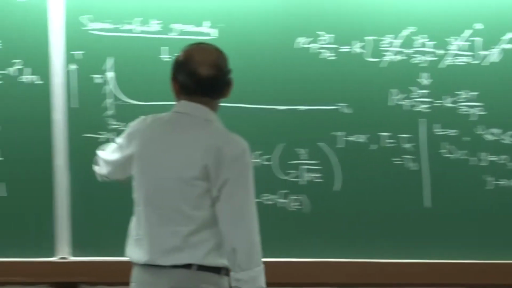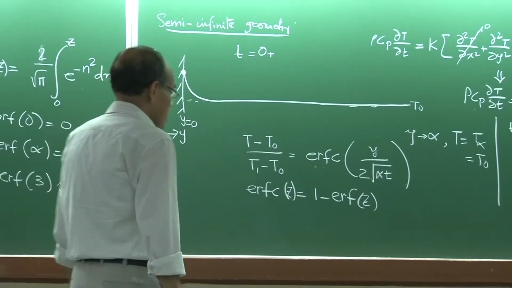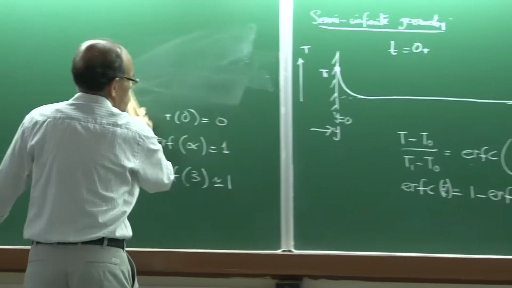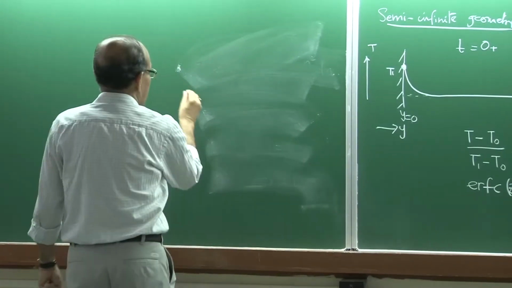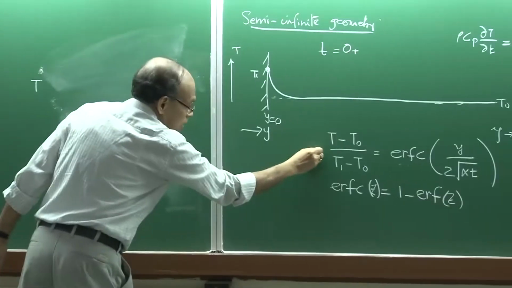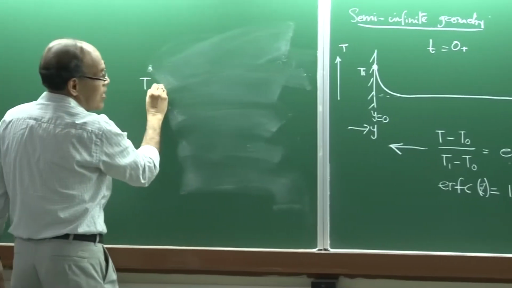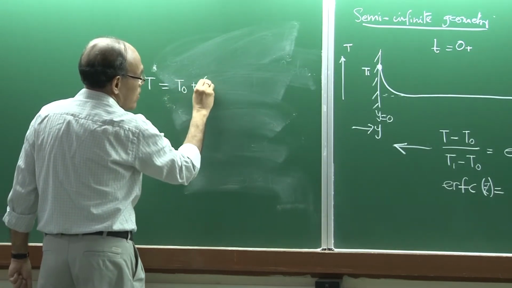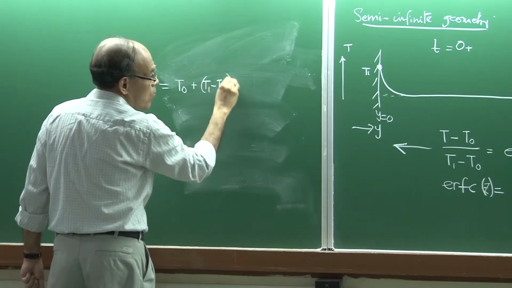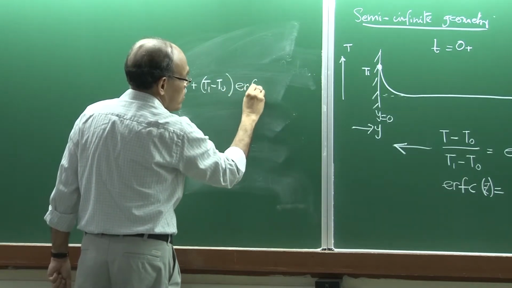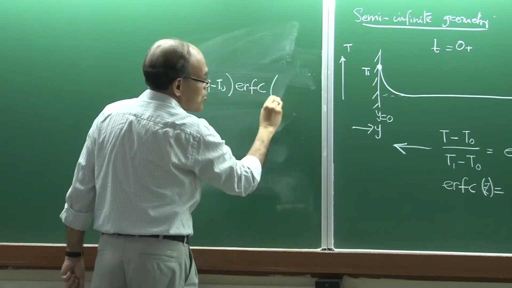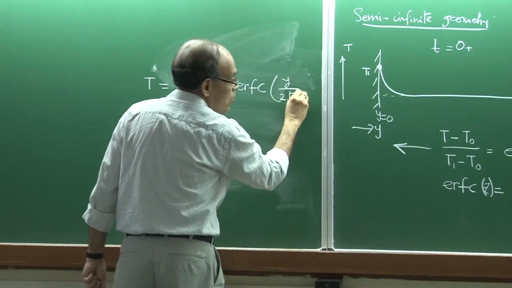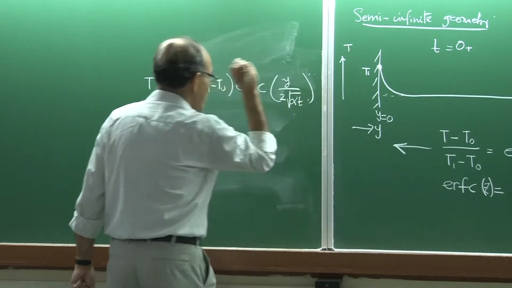Now, in order to find this out, for example, we can write down, from this expression, T is equal to T0 plus T1 minus T0 into complementary error function. Do not read it like ERFC, read it fully, complementary error function y divided by 2 into square root of alpha t.